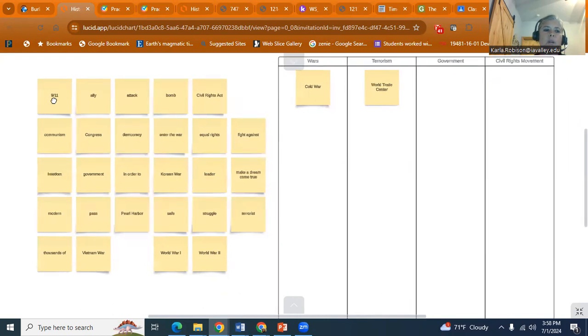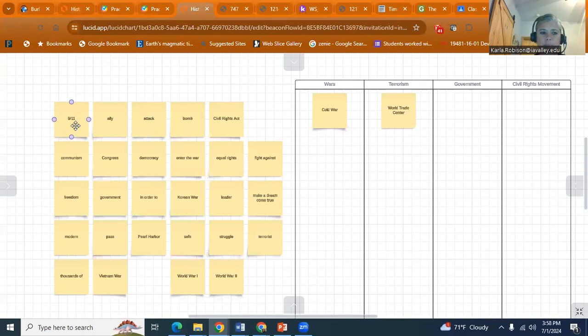So what you're going to do, nope, it's not going to work on it. Okay, let's go to this one. We're going to click the little card. So 9/11. Is it going to be wars, terrorism, government, or civil rights movement? 9/11 is the same as the World Trade Center. The World Trade Centers were hit by airplanes, and so it's an act of terrorism.